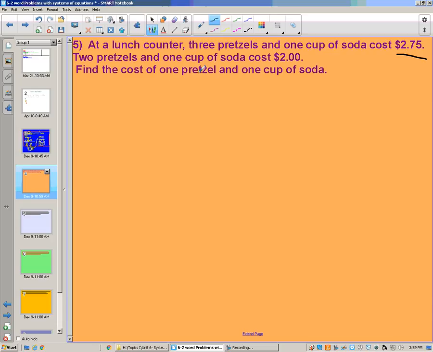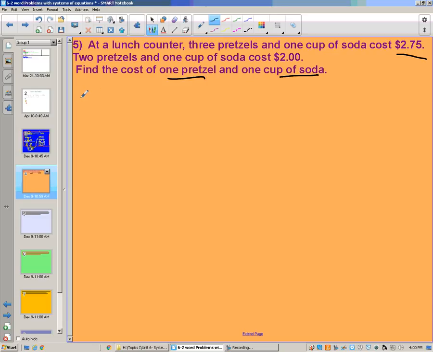Find the cost of 1 pretzel and 1 cup of soda. All right, so I know that I'm going to be writing some type of equation. So I have to translate from what's written here into an equation. So what are we looking for here? We're looking for the cost of 1 pretzel and the cost of 1 cup of soda, right?